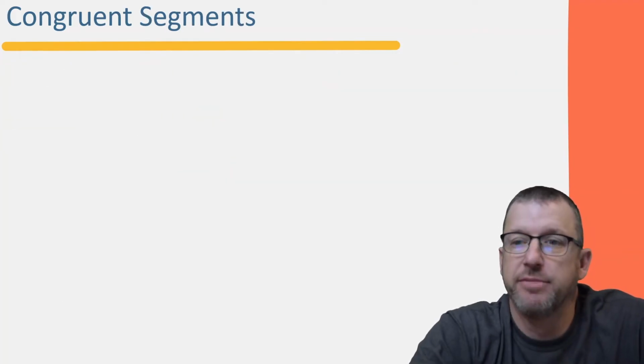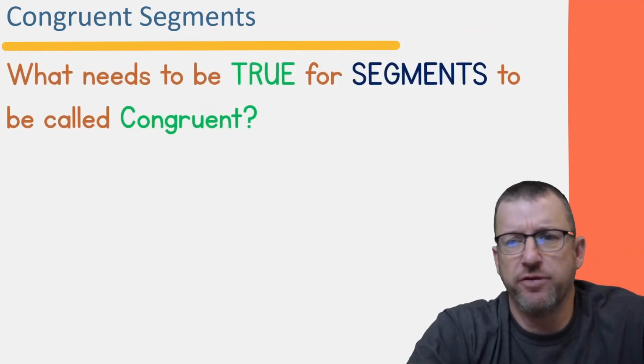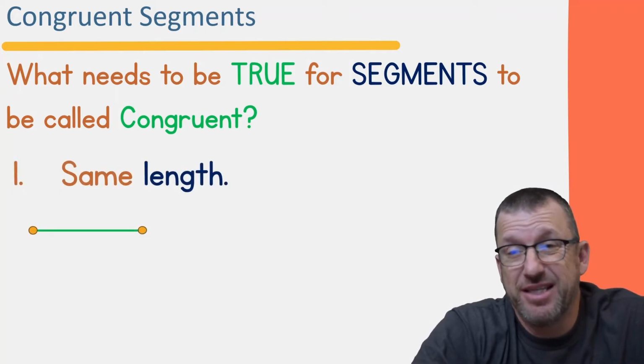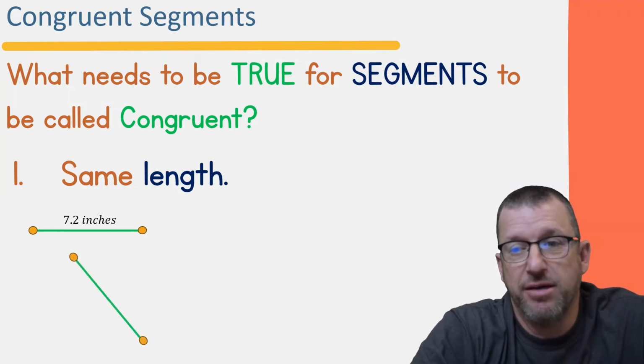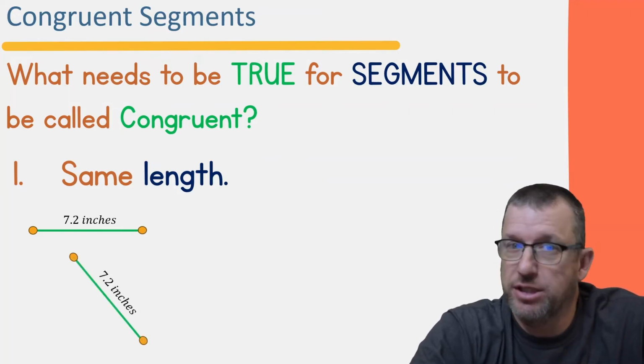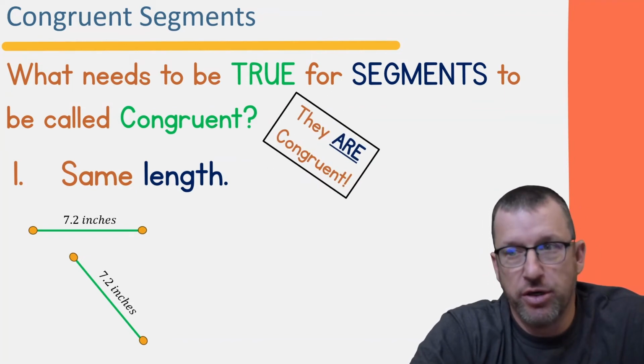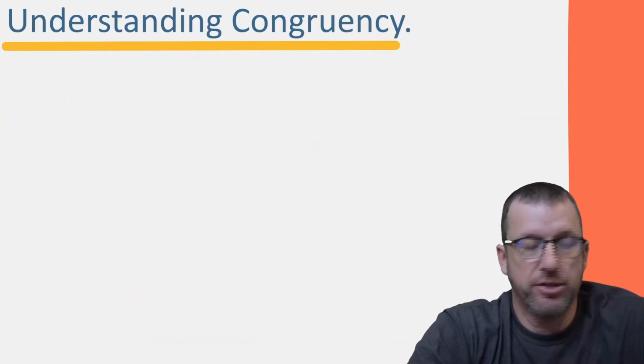They're the same. What about segments? What has to be true for a line segment to be congruent? They just have to be the same length. Like if I've got this guy right here, and he's 7.2 inches, and I get this guy right here, and he's 7.2 inches, 7.2 is the same thing as 7.2, right? Yep. They are congruent.